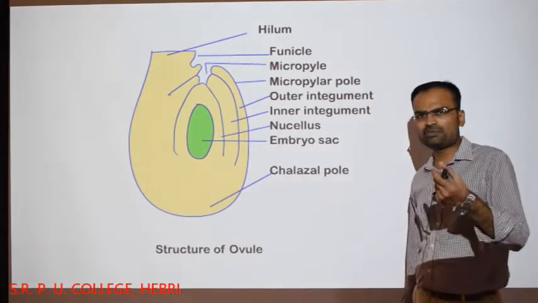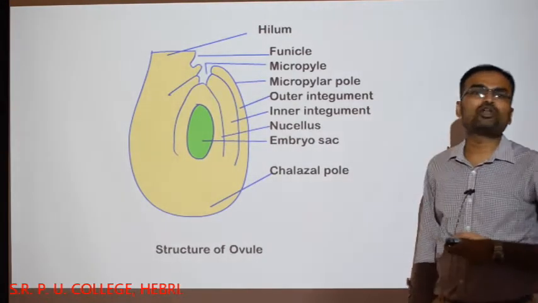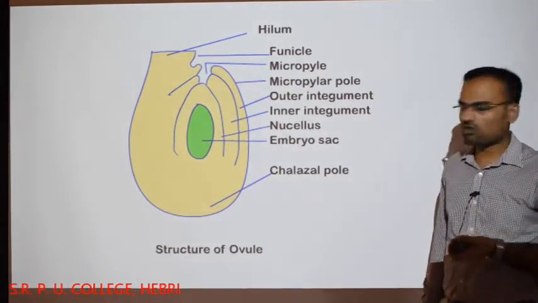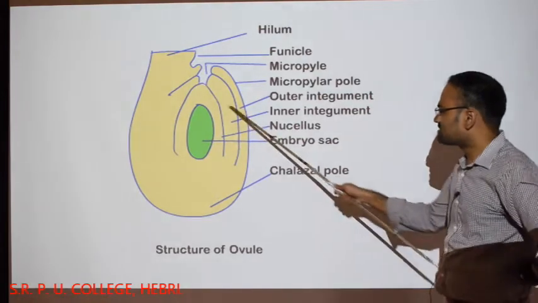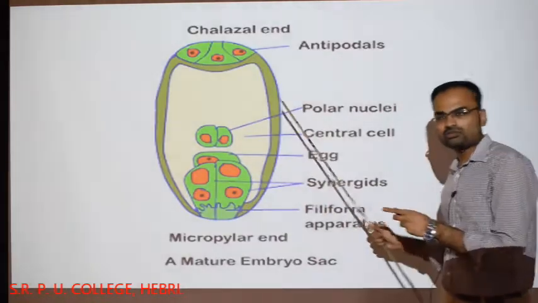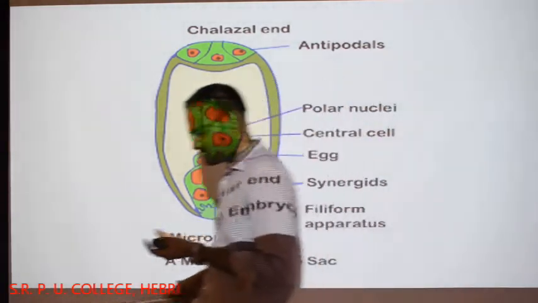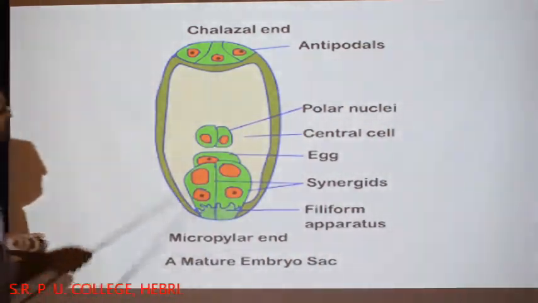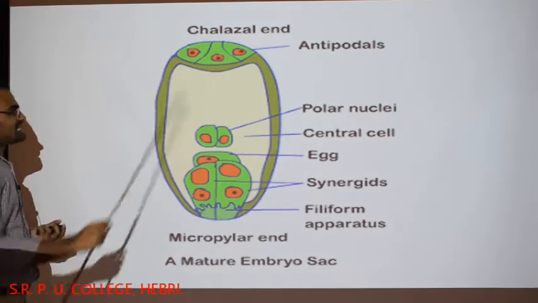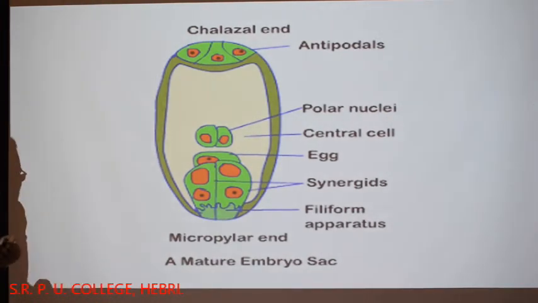Micropyle is a small aperture for the entry of the pollen tube during the fertilization process. When we enlarge this embryo sac, we are going to observe this type of structure. Okay, when we enlarge the embryo sac, it looks like this. Each embryo sac has a total of 8 cells.